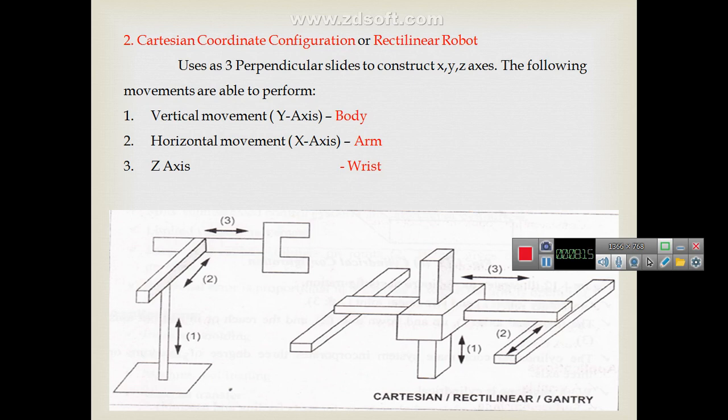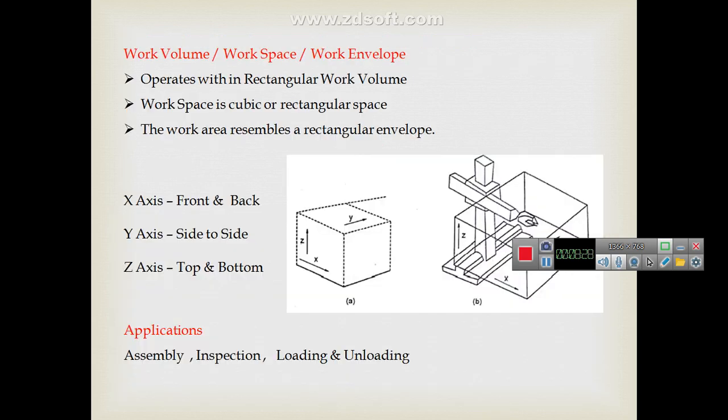Okay, so the difference from the previous one in the Cartesian coordinate system is that for vertical movement we use the y axis, and the horizontal movement uses the x axis, which is used by the arm. The applications are assembly, inspection, loading and unloading.